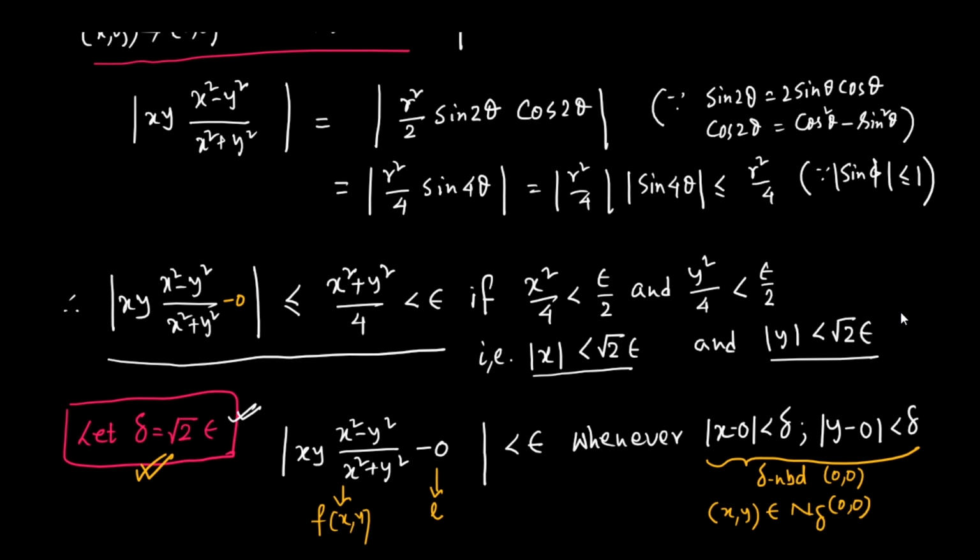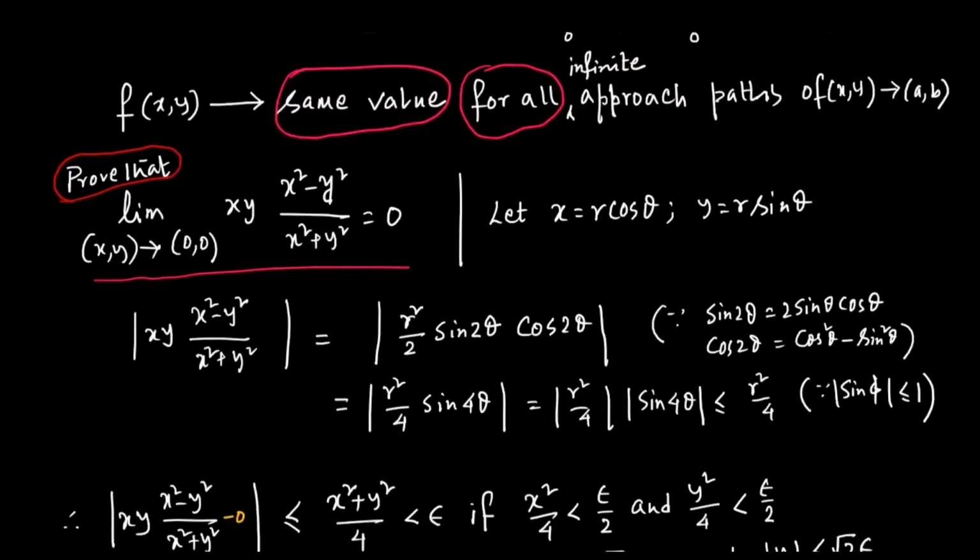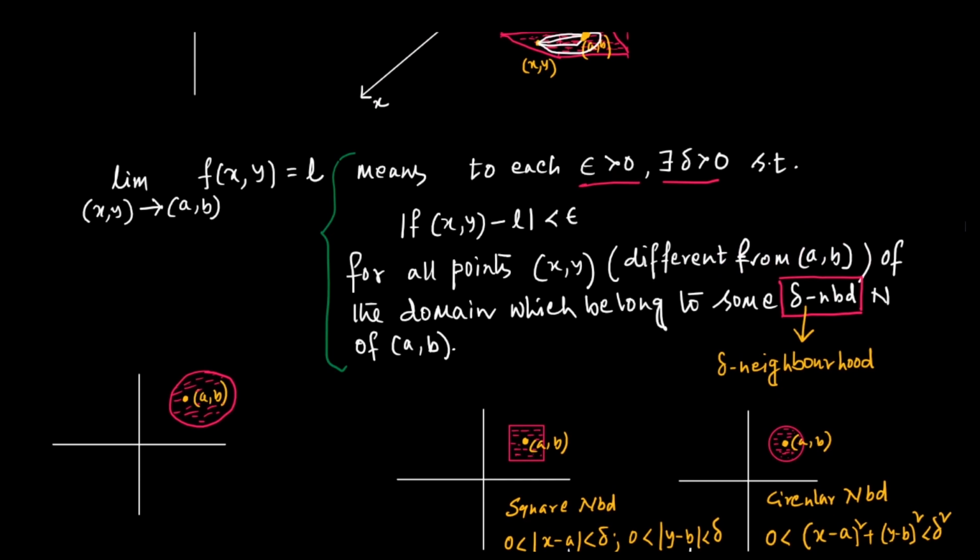So this calculation tells us that whenever xy becomes very, very close to 0, 0, your function f(x,y) becomes very, very close to 0. That means we can now say, by virtue of the definition, that limit xy tends to 0, 0 of xy into x square minus y square divided by x square plus y square equals 0. That is how we have proved it from the definition. So we have categorically validated the definition.